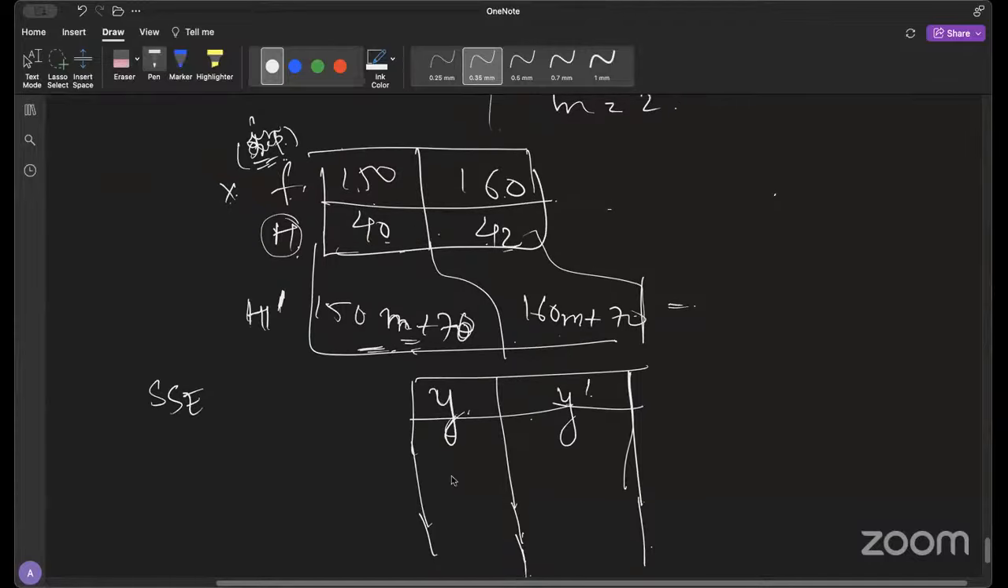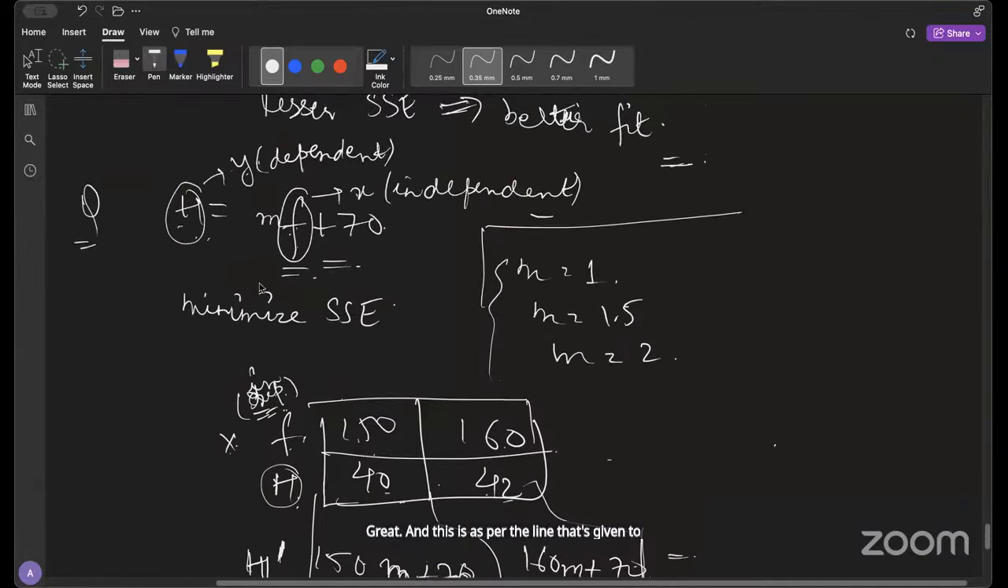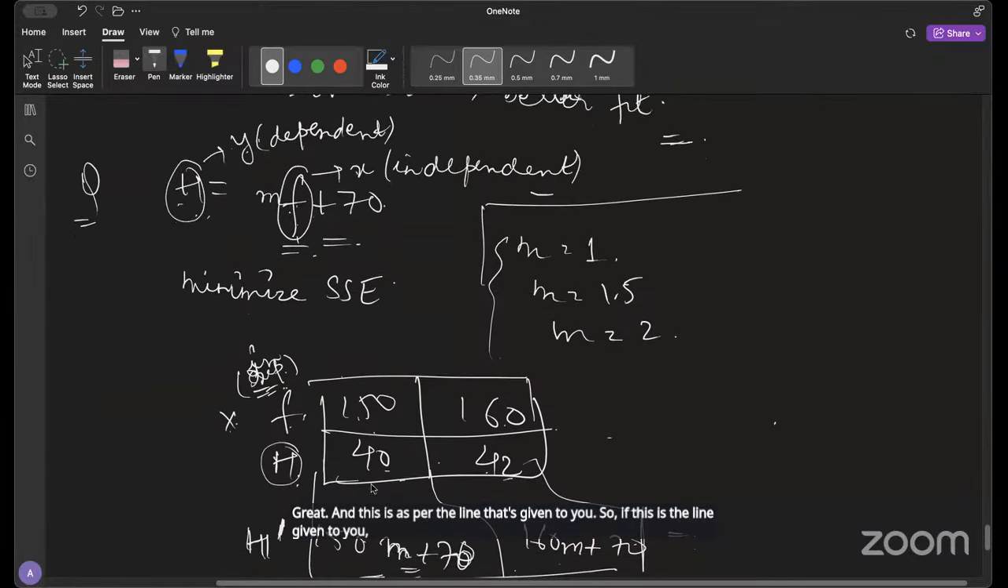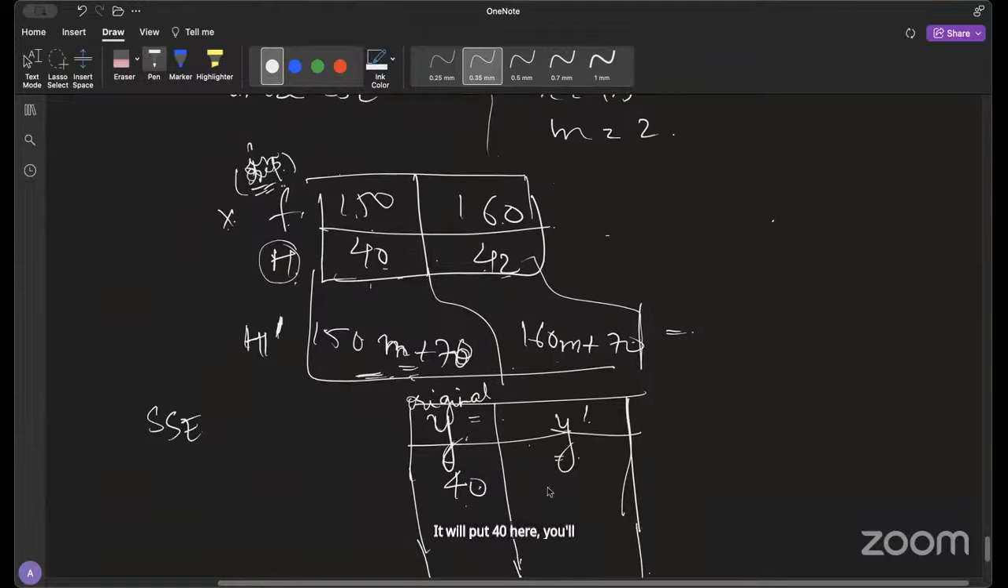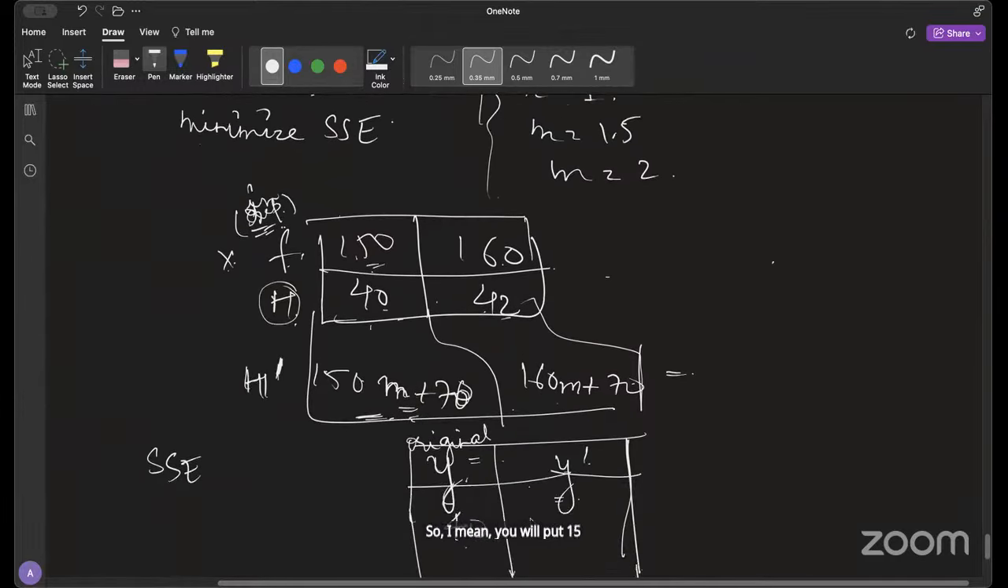Ma'am, I am confused. Sorry, what? Yes, ma'am, we can continue. So you have a 40 here. This is the original data point that's given to you, right? And this is as per the line that's given to you. So if this is the line given to you, if you'll put 40 here, you'll get 40 M plus 70. Sorry, you will put 150 here. So you'll get 150 M plus 70, right?